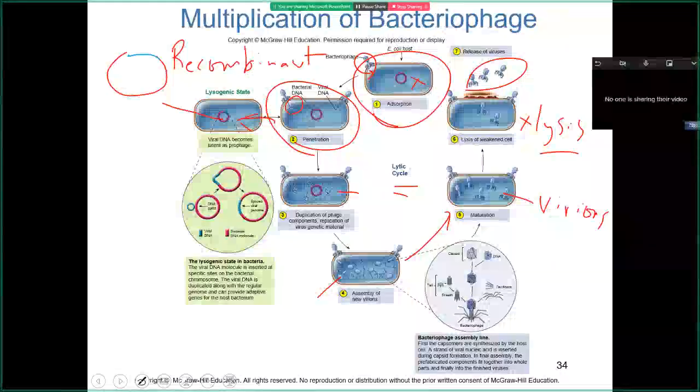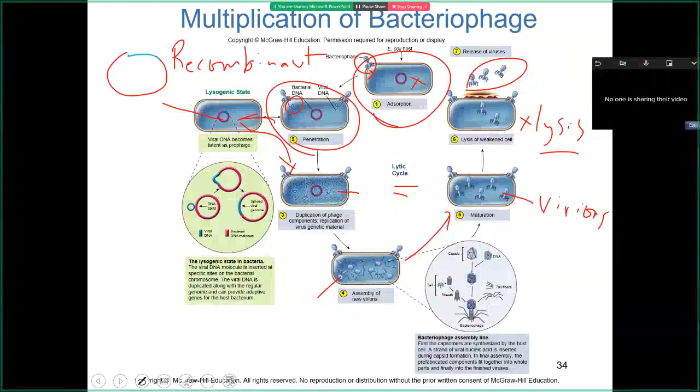Sometimes the virus will come back out of the lysogenic state and go right back into the lytic cycle. So there may be some trigger for that, maybe a stressor on the bacterial population. They run out of food, they run out of water, temperature changes that may trigger this sort of reversal, going from lysogeny back into the lytic cycle.